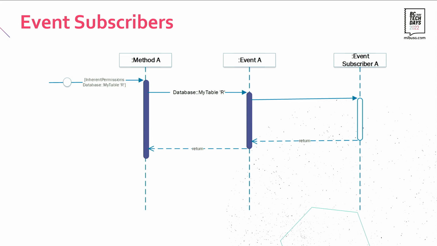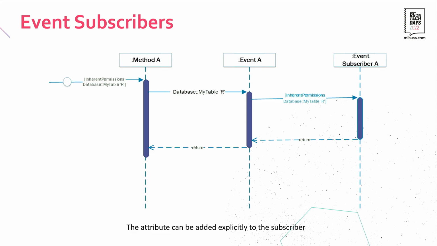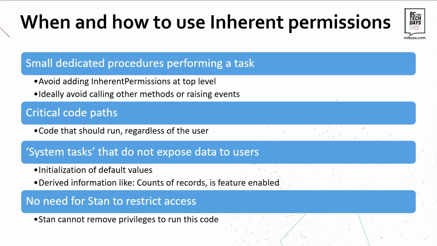It's only for your own call stack. Event subscribers can't do it. Now, of course, if you are the event subscriber yourself, then you can attribute the event subscriber with inherent permissions, and now we're back in the game, right? So this allows you to take away some of these and also make the code more stable, particularly for initialization or is my feature enabled and stuff like that.